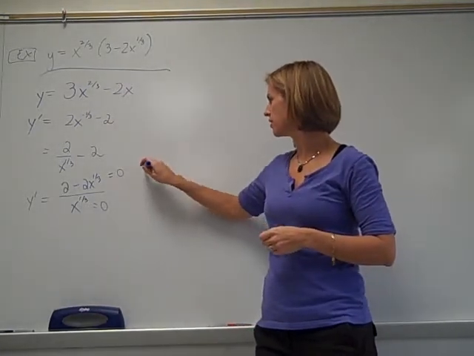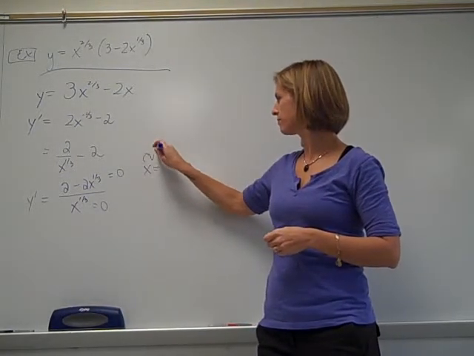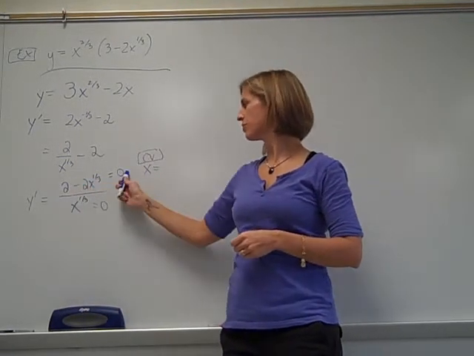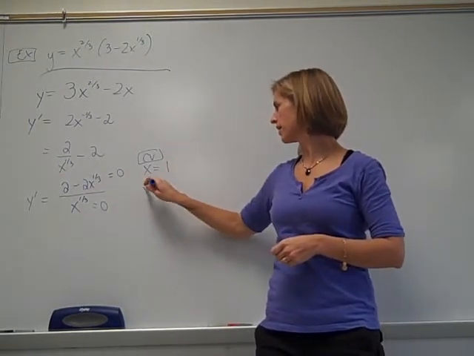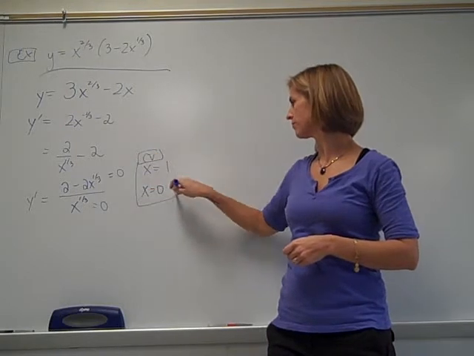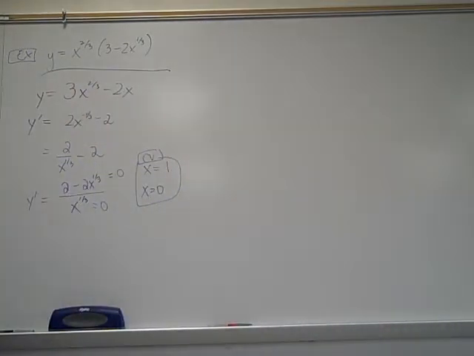So for this one, what critical values do we get? Bring over the 2, divide by 2, we get 1. And for this one, we get x equals 0. So there's my 2 critical values.